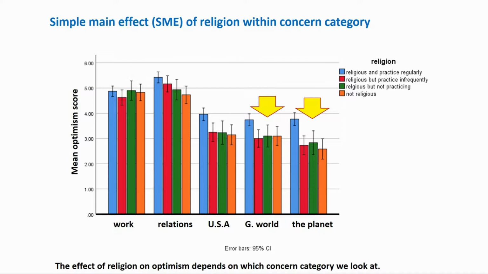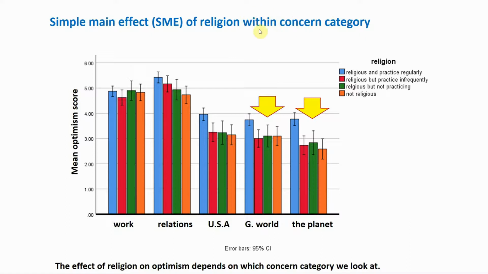So now we want to figure out exactly what is going on. The first way we're going to do this is we are going to look at what's called the simple main effect, or just SME, of religion within concern category. Whatever variable you put first, so the simple main effect of religion, religion is first, that means you're going to compare the different means of religion. And then within concern category, this second variable tells me what I'm going to focus my comparison on, all right?